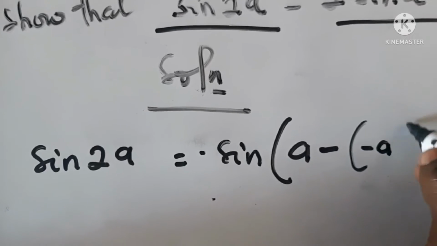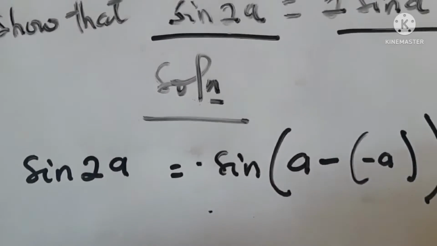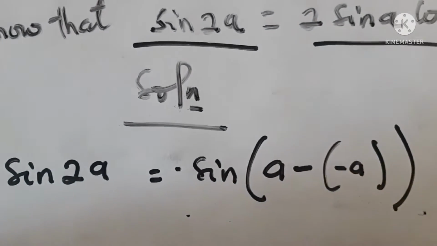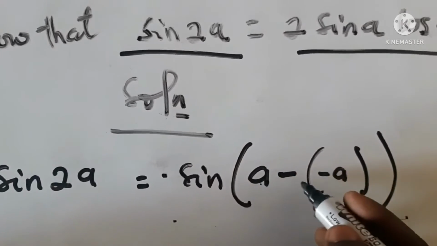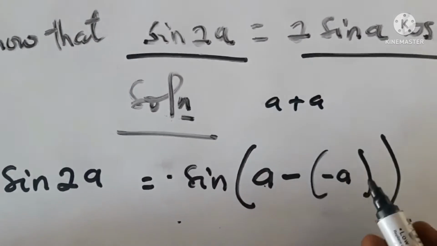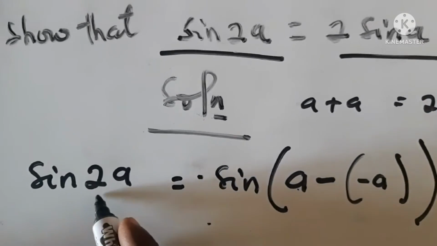Minus a, right? So that's just a simple scenario. I'm just rewriting this as a minus a, which is the same thing. So a here minus that, this tends to be positive. That will be a plus a, which is equal to 2a. Is that okay? The 2a here is exactly what we are having here.